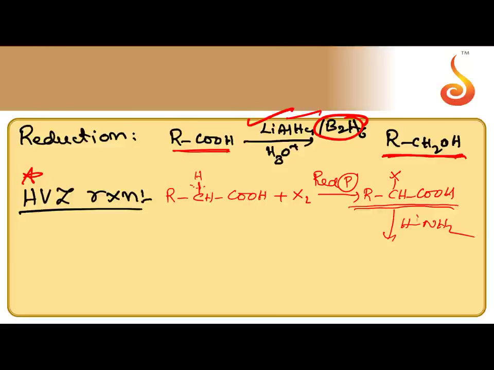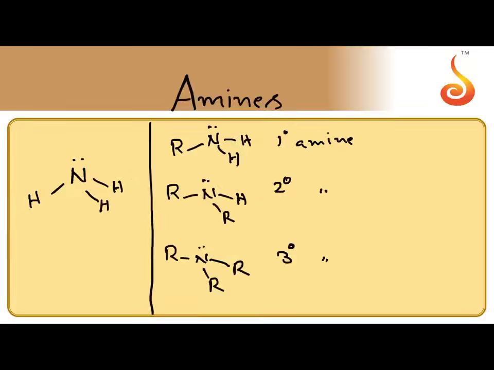Suppose it is reacted with ammonia, what happens? In place of X, NH2 is attached, and we get the amino acid CHNH2COOH. This is an alpha amino acid. We know the importance of alpha amino acids. These are used in the preparation of proteins.